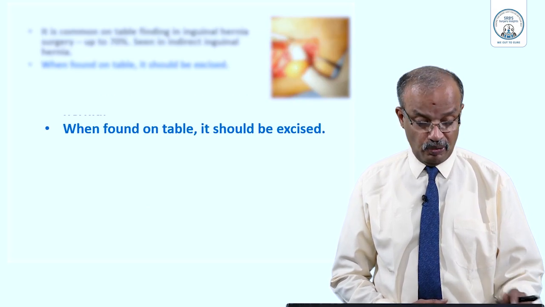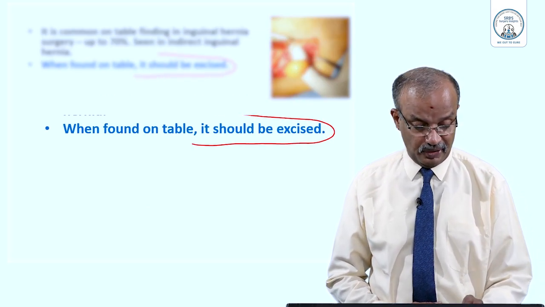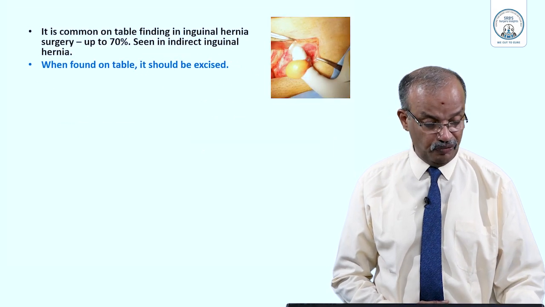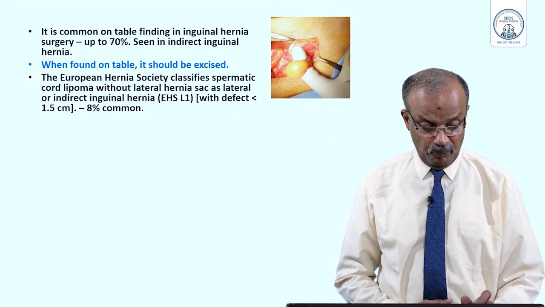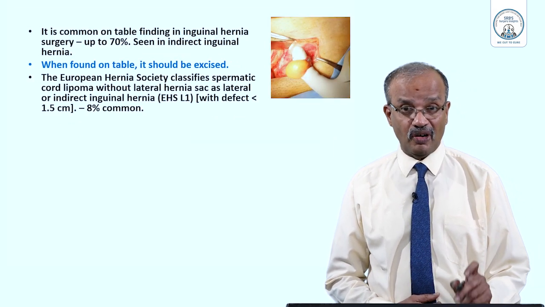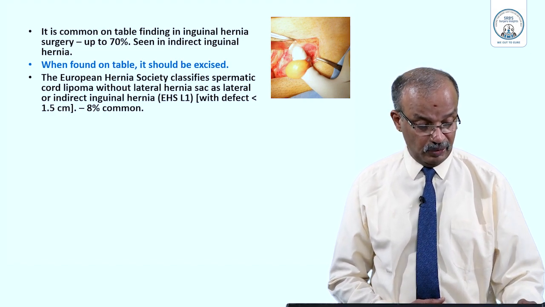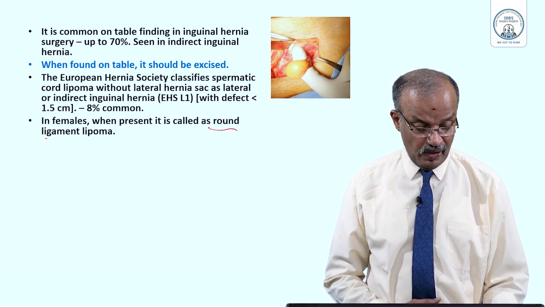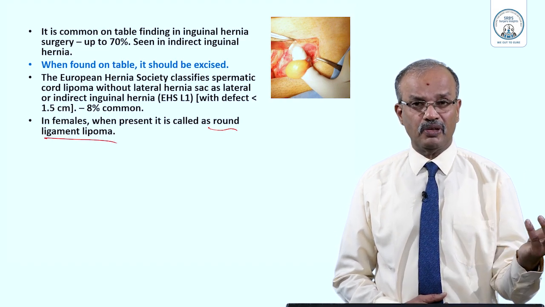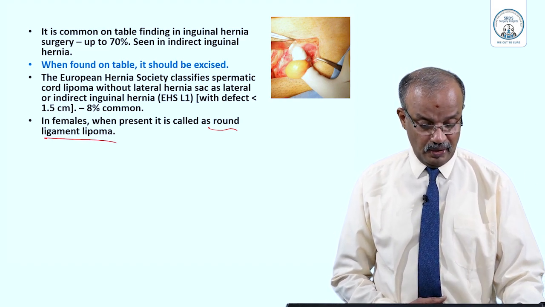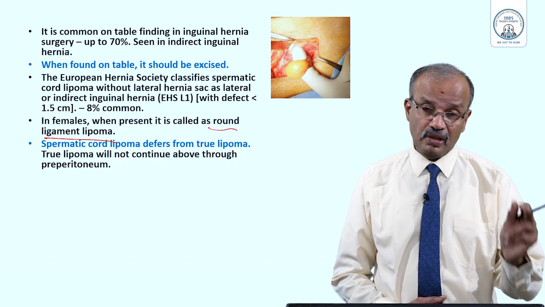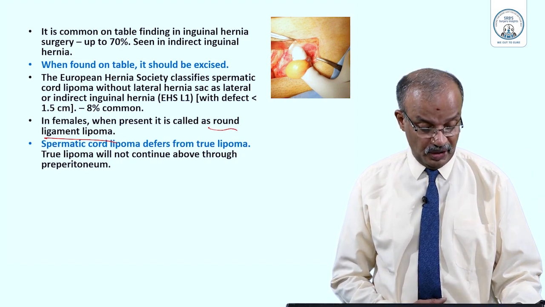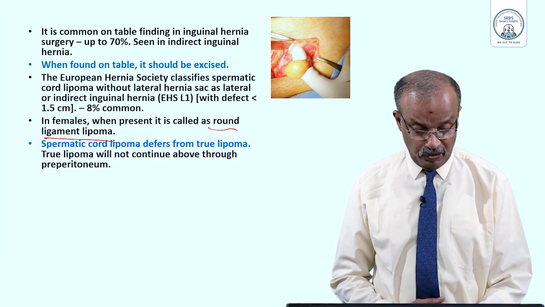So when found on table, it should be excised. There is a debate, but it's very clear, it should be excised, so there is no confusion. The European Hernia Society classifies this as a part of inguinal hernia less than 1.5 centimeter, and in females when present it is called round ligament lipoma. Same, spermatic cord lipoma, or lipoma of the spermatic cord, and lipoma of the round ligament in females. So it differs from true lipoma.